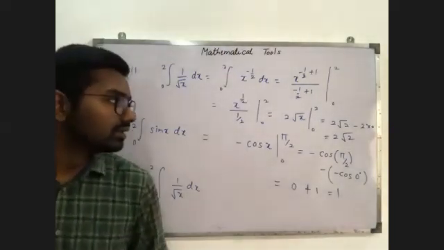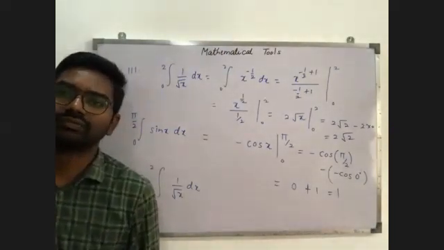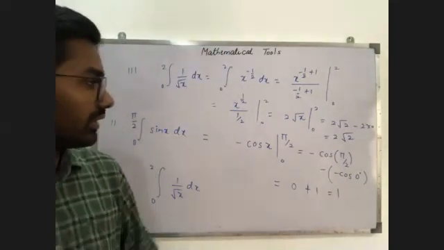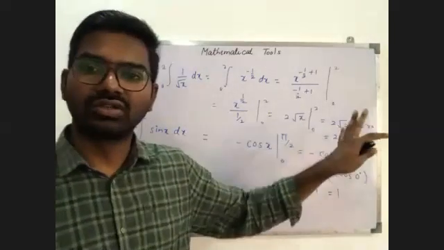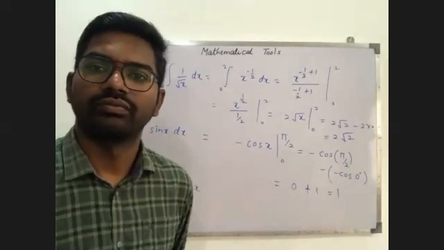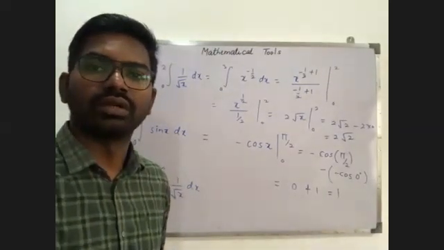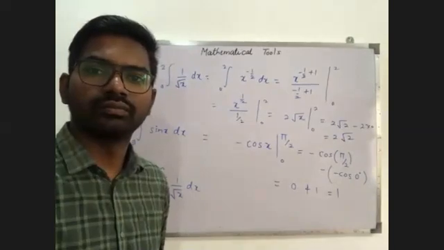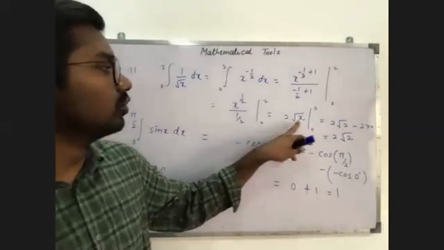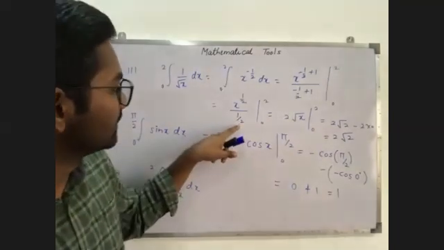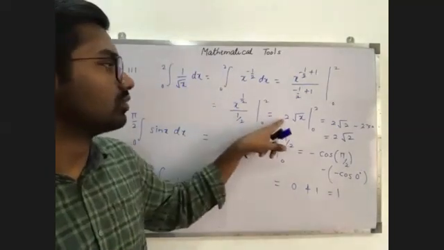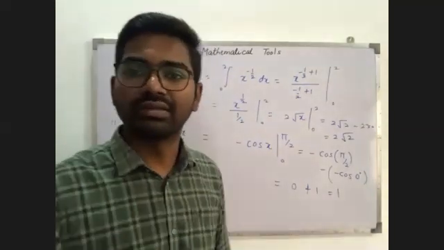How many of you get the third answer 2 root 2? How many of you get the answer for the third question is 2 root 2? Everyone get it? Okay. It will be 2 root x, not root 2x, because this 2 is a multiplication. So this is root x multiplied by 2. So 2 root x, not root 2x.